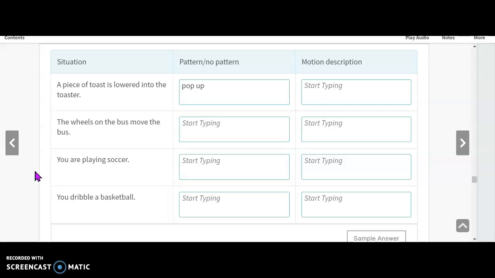Okay, I want you to do the same with these ones. Oh, and this one is an up and down motion. Oops. Okay, so for these three, I want you to pause the video and answer these. The wheels on the bus move the bus. Is that a pattern or no pattern? What type of motion is it? You're playing soccer. Pattern or no pattern? What type of motion is it? So I'll just put pattern here. Okay, pattern, and I'll let you do the rest. Dribble basketball. Pattern or no pattern? What type of motion is it? Pause the video to answer those questions.